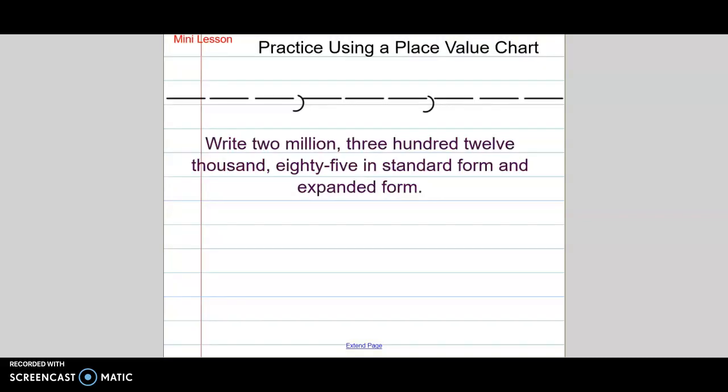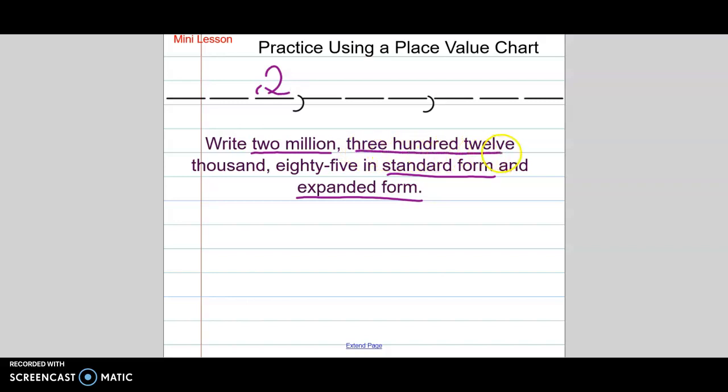And to practice, we have different problems that we can go through. The first one says we want to write 2,312,085 in standard form and in expanded form. So we want both of those. They give it to us in word form. So if I'm writing it in standard form, I'm going to use the chart at the very top that has the commas. And I know the first thing I want to look for is the 2 million. So I'm going to put a 2 in the millions place.